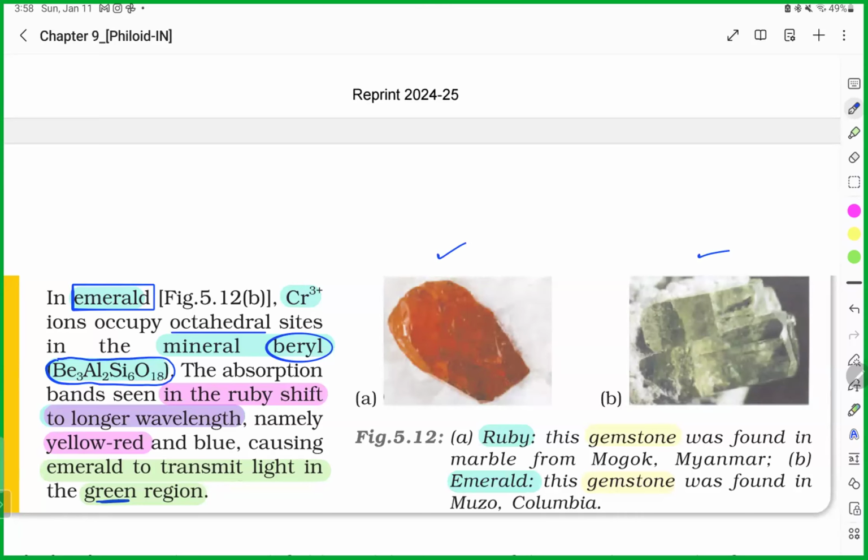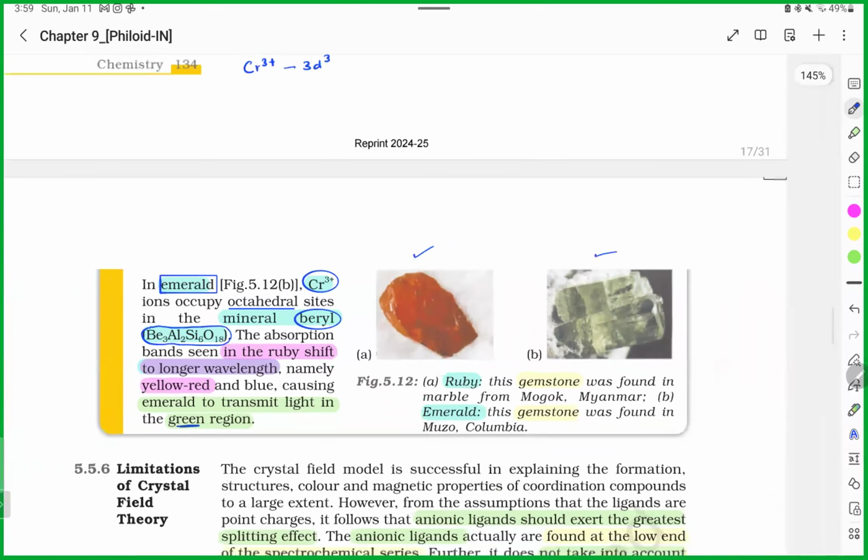Understood? So these are the two stone structures you will see. Okay, there is color in this stone. And what is the reason for the color? d-d transition of the element. And what is the element responsible for this color? Chromium 3 positive in both situations, whether you take ruby or emerald. The reason is the same, but the main compound is different. In ruby, it is aluminum oxide. In the case of beryl, it contains beryllium, aluminum, silicon, and oxygen, everything together. And this is responsible for color.